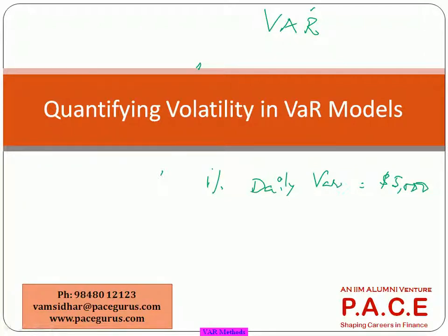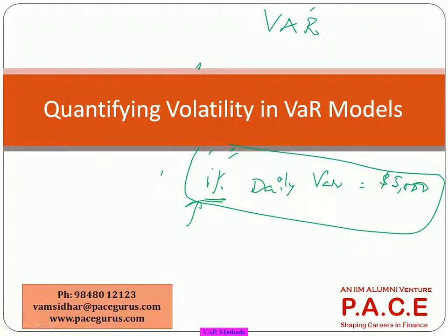What does this mean? There is a 1% chance, which is something to do with the confidence level and significance levels. Every time the VAR has to be quoted in this way itself. There is a 1% chance that on a daily basis, my portfolio, or security or whatever it is, will lose more than 5,000. So that's the typical definition of a VAR.